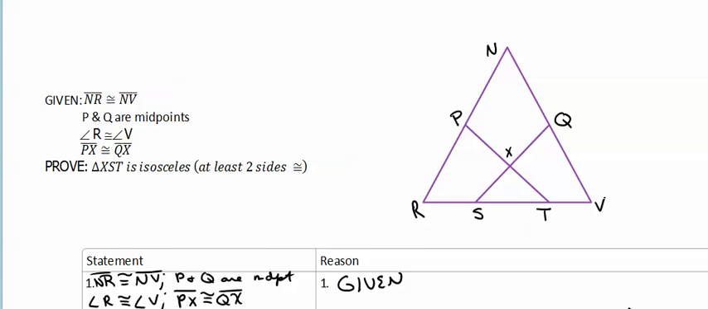Take a look at our example here. We're given line segment NR is congruent to line segment NV. We know that points P and Q are midpoints, and angle R is congruent to angle V. We also are given that line segment PQ is congruent to QR. We are trying to prove triangle XST to be isosceles. Now, even though we haven't quite gotten to the definition of isosceles, they tell us we can establish it is an isosceles triangle by proving 2 congruent sides. Take a minute, look at your diagram, and write down all the givens and mark it on the right.